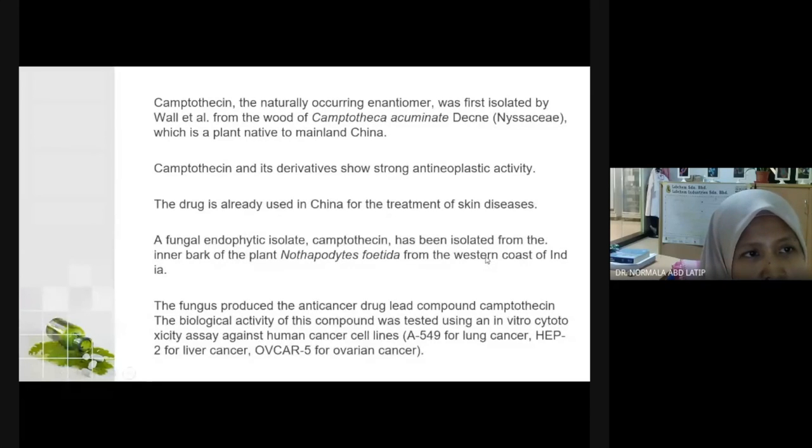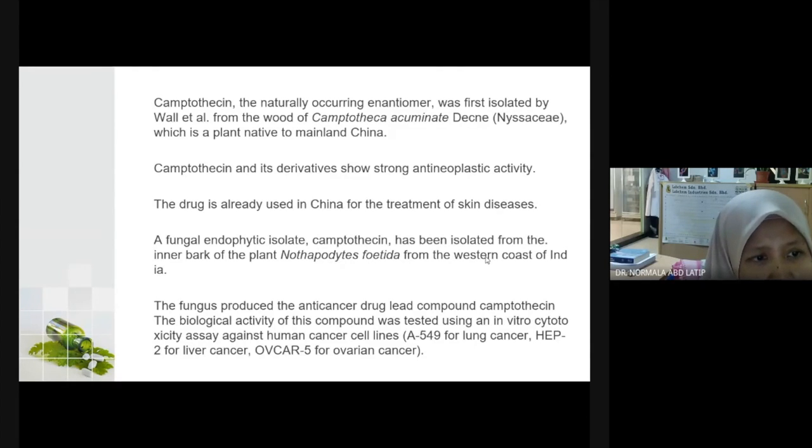Another example is camptothecin, a naturally occurring enantiomer, which was first isolated by Wall et al. from the wood of Camptotheca acuminata, a plant native to mainland China. This camptothecin derivative shows strong anti-neoplastic activities, and the drug is also used in China for the treatment of skin disease.